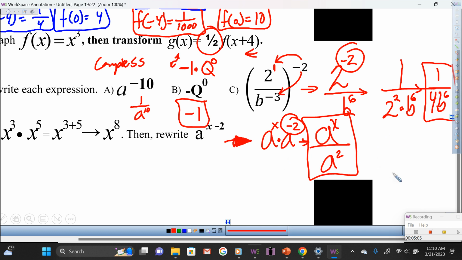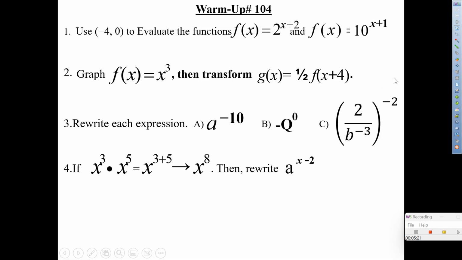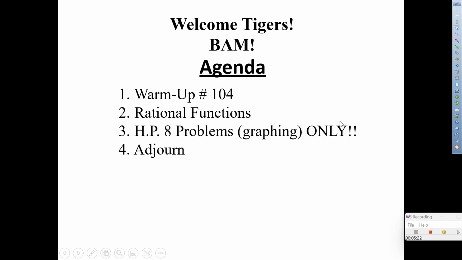Okay. So, copy the agenda. Warm-up number 104, rational functions. Home plate for tonight, 8 problems, graphing only.